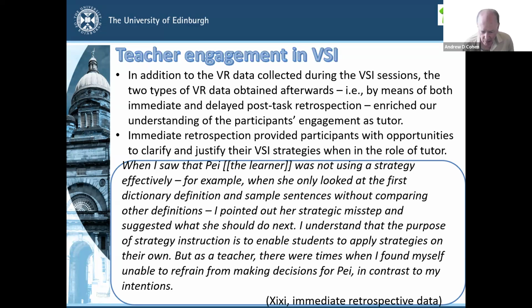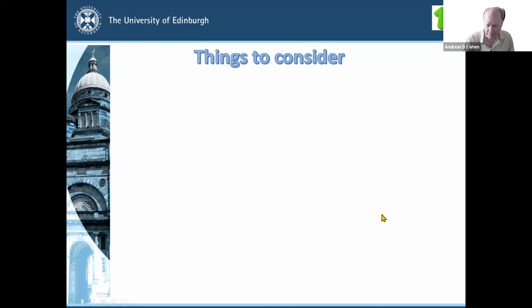When I saw that Pei, the learner, was not using a strategy effectively, for example, when she only looked at the first dictionary definition and sample sentences without comparing other definitions, I pointed out her strategic misstep and suggested what she should do next. I understand that the purpose of strategy instruction is to enable students to apply strategies on their own. But as a teacher, there were times when I found myself unable to refrain from making decisions for Pei, in contrast to my intentions. So this was some very honest data we got from her. Very helpful in immediate retrospective data mode.